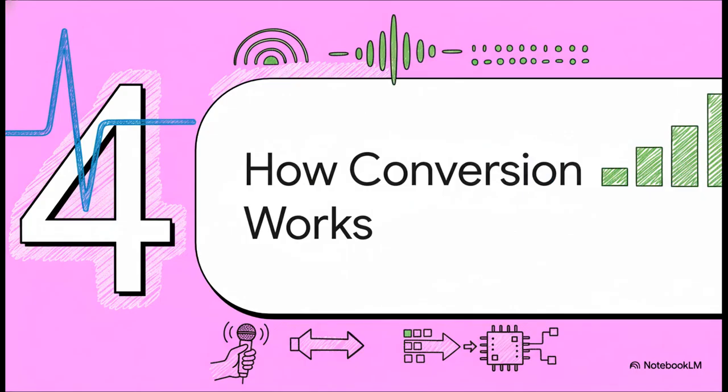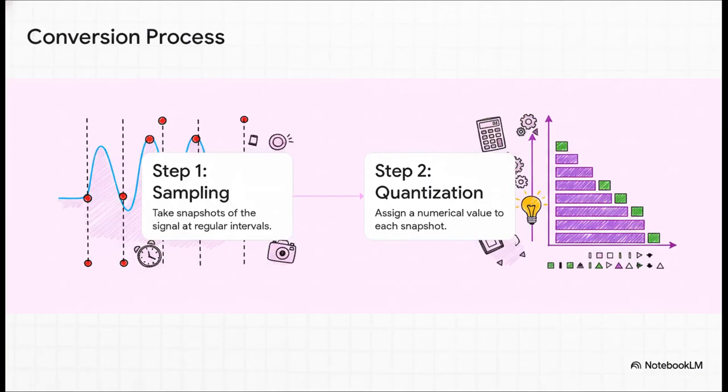Okay, so that's the why. But what about the how? How does a smooth, curvy analog wave actually get transformed into a bunch of blocky numbers? It might sound really complicated, but it actually boils down to just two main steps. And those two key steps are called sampling and quantization. Basically, first we take a bunch of snapshots of the analog world, and second, we give a number to each one of those snapshots. Let's break down exactly how that works.